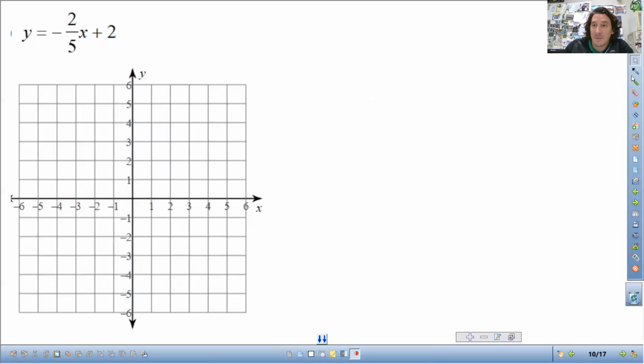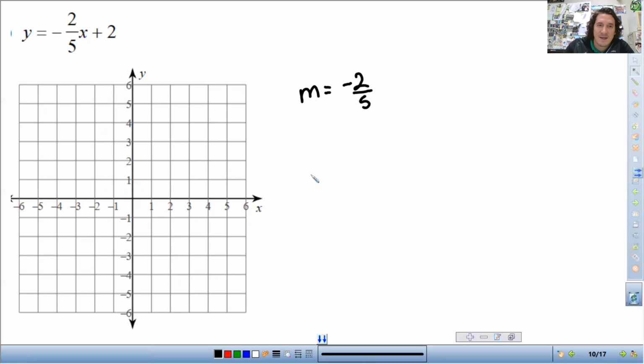So I'm going to identify the slope again. Slope is negative 2/5. So I'm going to make it negative 2/5. The B value, plus 2 over here, so it's going to be a positive 2. So I'm going to start my line at the point 0, 2.